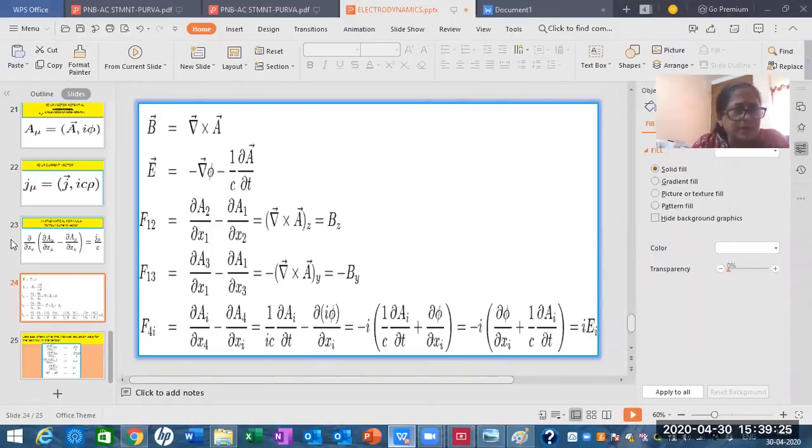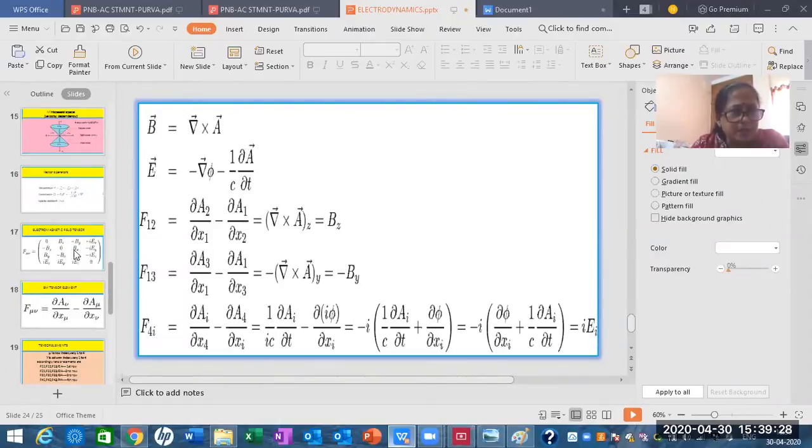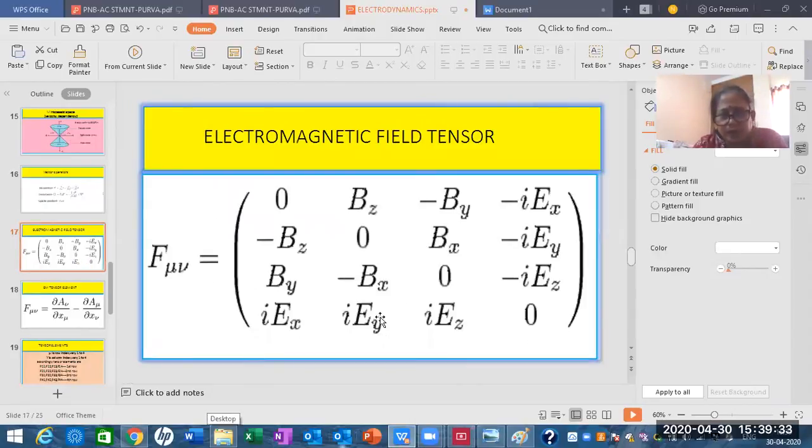So with this, now I'll come back to the tensor here. So you see here E1, this is what we just calculated. It was Ei. If i is 1, it is the x component. If i is 2, it is the y component. If i is 3, it is the z component. Similarly, you can calculate by reversing the index. There you took it as 4i, otherwise you can take it as i4.